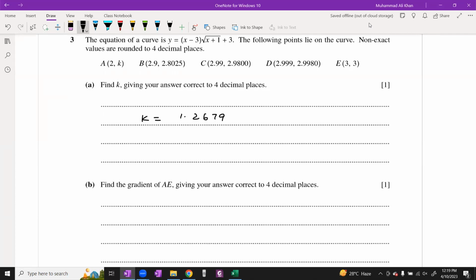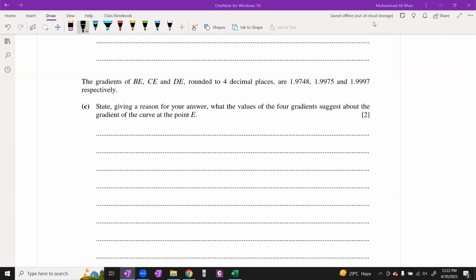Then they ask to find the gradient of AE. Again one mark: y2 minus y1 over x2 minus x1. So the final answer will be 1.7321. The gradients of PE, CE, DE rounded to four decimal places are given. State, giving a reason for your answer, what the values of the four gradients suggest about the gradient of the curve at point E. What will the gradient be at point E? Now you see 1.9748, 1.9975, 1.997.